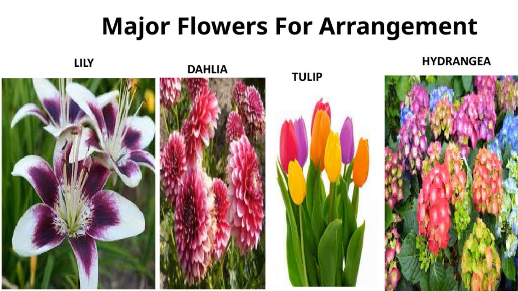Overall, these flowers, hydrangea, tulip, dahlia, and lily, are some of the key players in floral arrangements. They each bring unique qualities, whether it's volume, color, texture, or elegance. Understanding their characteristics helps us choose the right flowers to achieve the desired look in our arrangements, tying into the overall theme of creating beautiful, balanced floral displays.